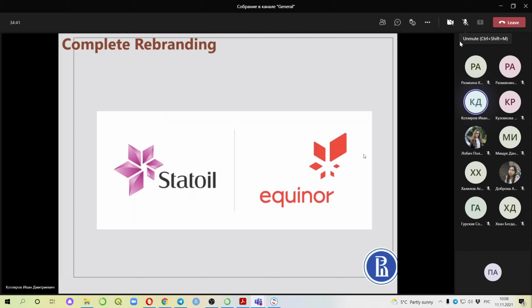No, not really. Statoil was a previous version of the brand. Equinor is a new one. Statoil, guys, do you have any ideas about the field of activities of this company? Oil and gas, energy. Absolutely correct. Stat, what can it mean? How do you think? Oil, it's about oil, absolutely correct. So, stat, what can it mean? Some statistics. Not exactly.